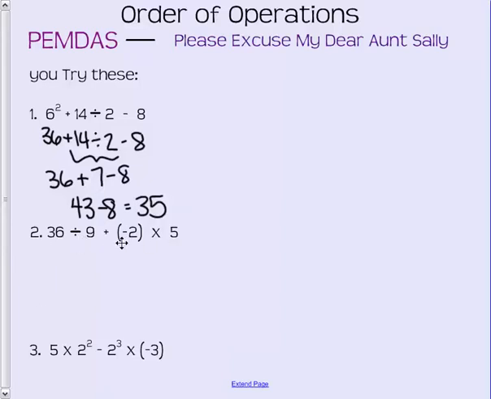Okay, up here, the parentheses is there, but there's no operations in it. There are no exponents, so we divide first, and then we multiply. And then the last step would be to add. So we get 36 divided by 9, which is 4, and negative 2 times 5, which is a negative 10. And 4 plus a negative 10 is a negative 6.